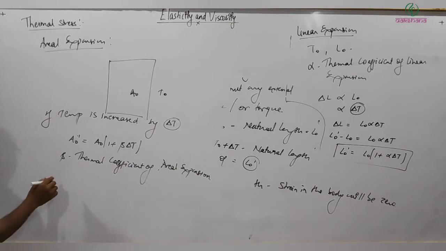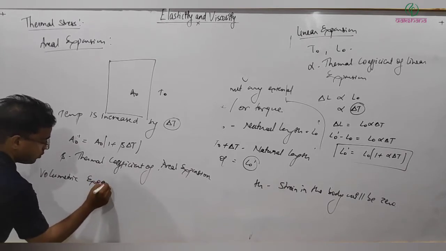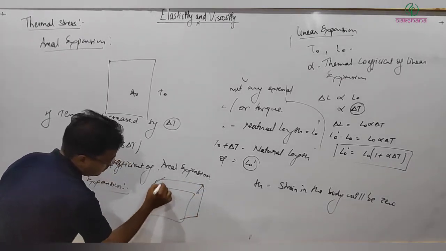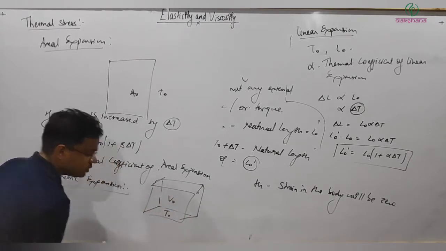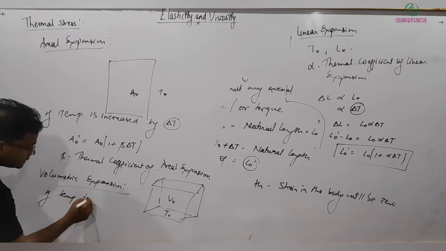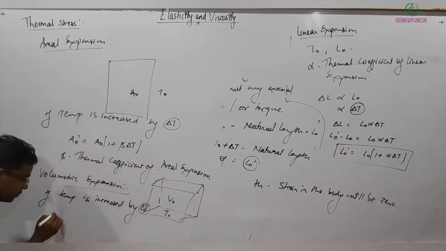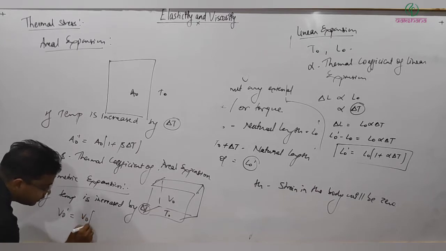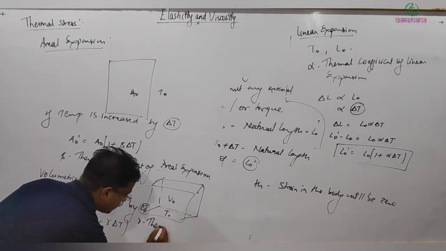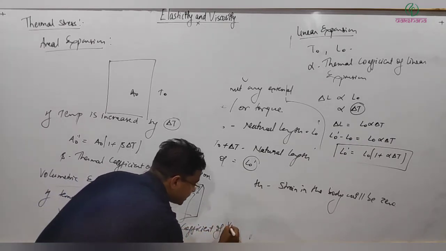And so on is the volumetric expansion. And so here, if we are having one body, V0 is the volume at temperature T0. Then on heating, if temperature is increased by delta T, then its volume V0 prime will be V0 into 1 plus gamma delta T, where gamma is called the thermal coefficient of volumetric expansion.